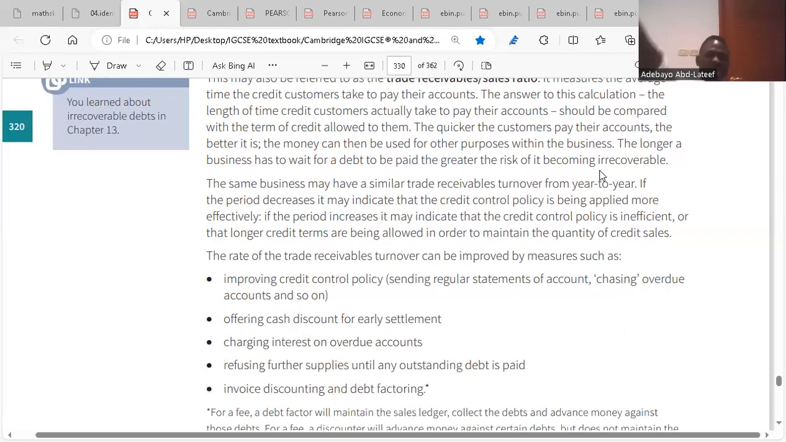I talked about that already. You need to check if trade receivable turnover is high, it's good for the business, but if it's low, it's bad for the business. So how can you improve on your trade receivable?